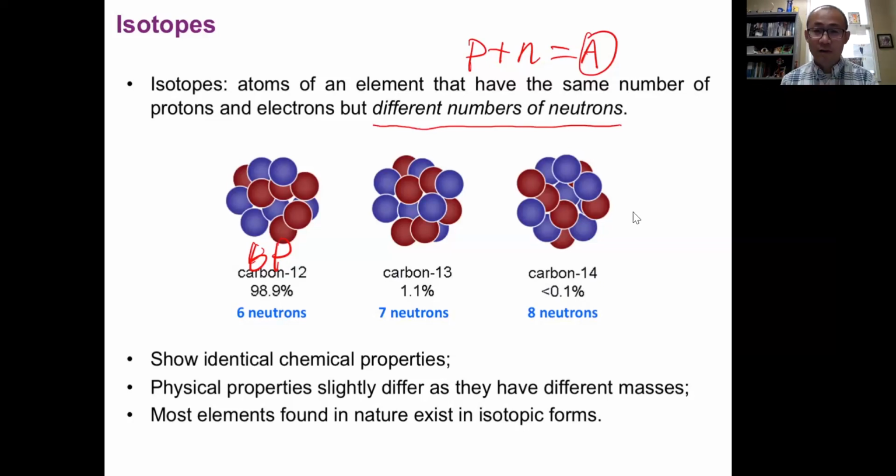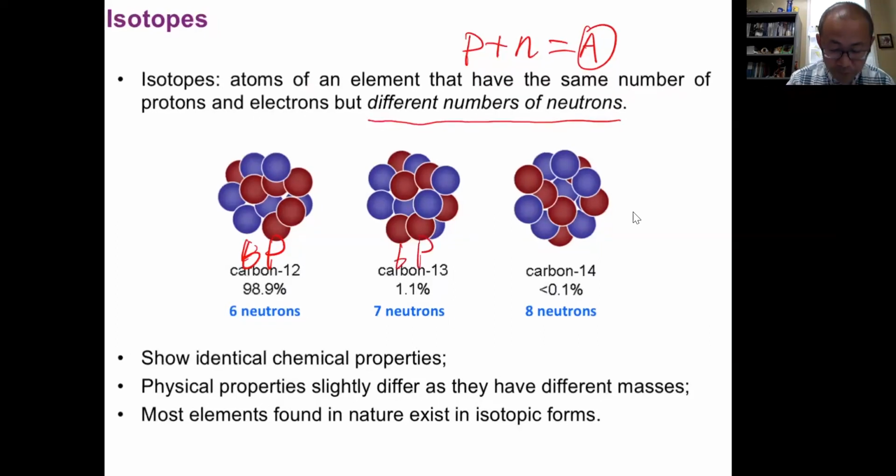The second carbon isotope is called carbon-13. It is still carbon, so the number of protons is also 6. However, because the mass number is 13, we know the number of neutrons is 7. And of course, the last one, carbon-14, still has 6 protons, but 8 neutrons. You can see that these 3 carbon isotopes are the same element, but different numbers of neutrons result in different masses.